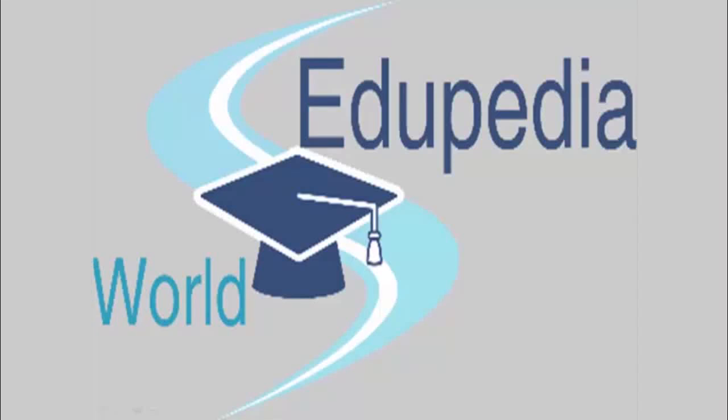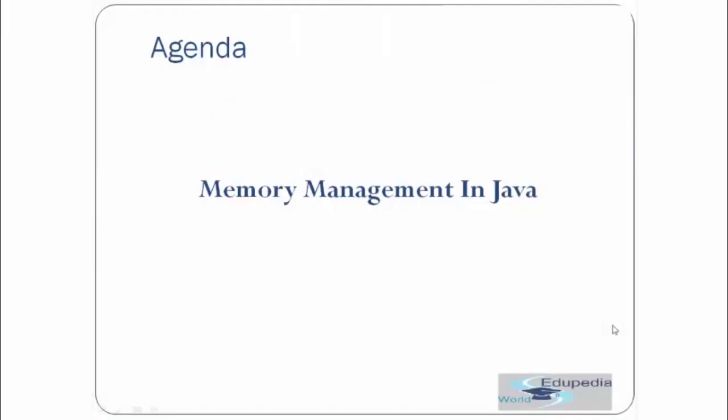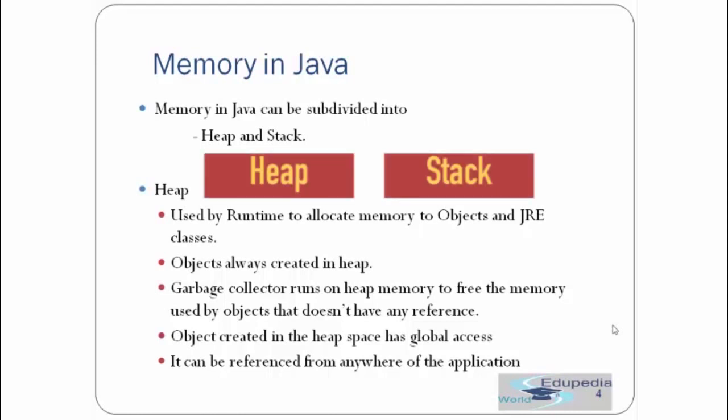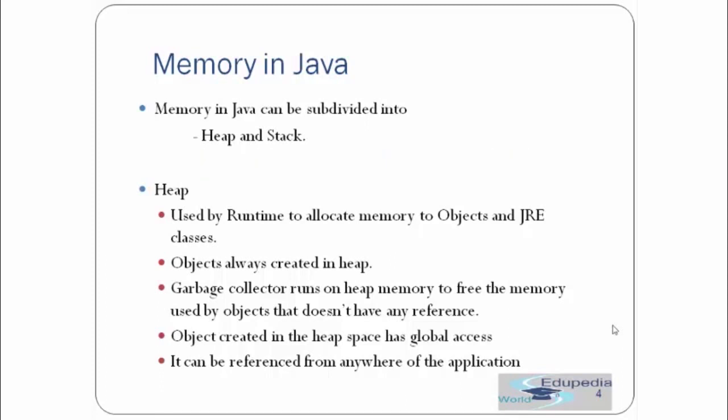Hello and welcome. In this tutorial, we'll study memory management in Java. Basically, the memory in Java can be subdivided into two parts, that is heap and stack. Both are a part of Java memory, but both have highly different types of objects that they can contain. So let's see each of them one by one and see what they can actually have.